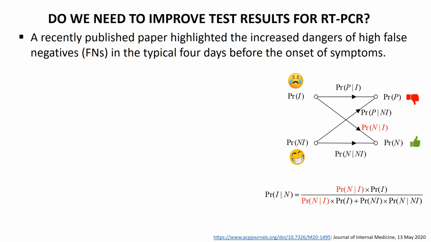So there's the binary channel again. And there's the important equation, the probability that you're infected given that you've tested negative. So that's the equation for the false negatives. And I've highlighted in red the probability of being negative given that you are infected, which is the diagonal going from top left to bottom right. And that's 1 minus the sensitivity.